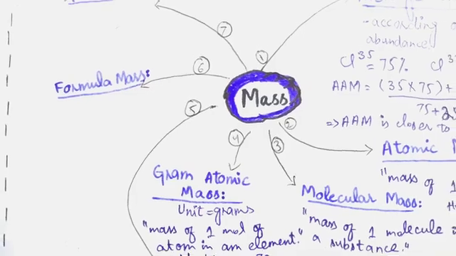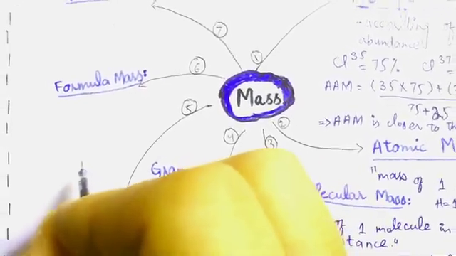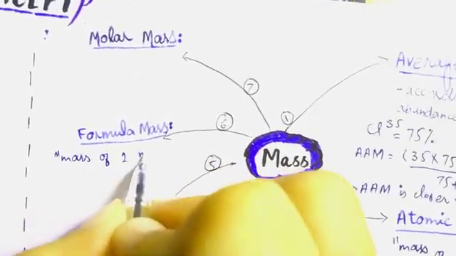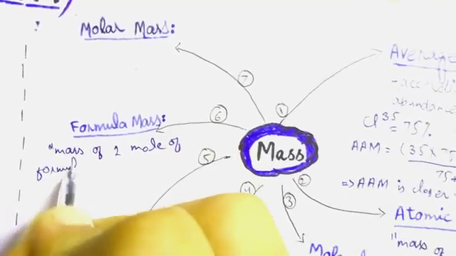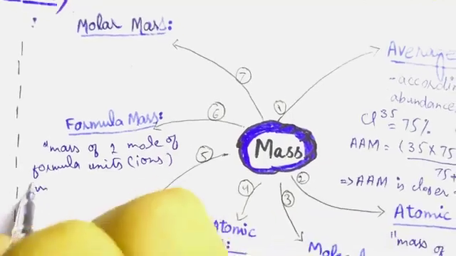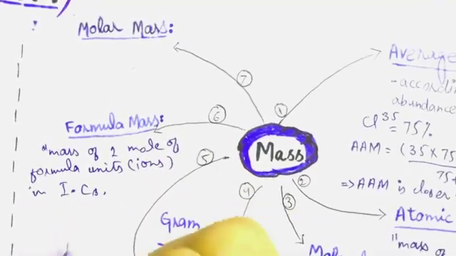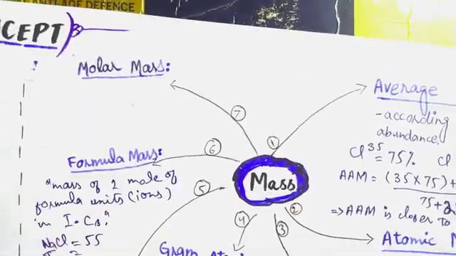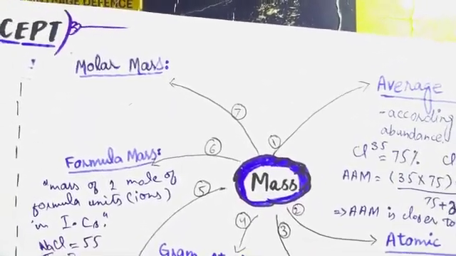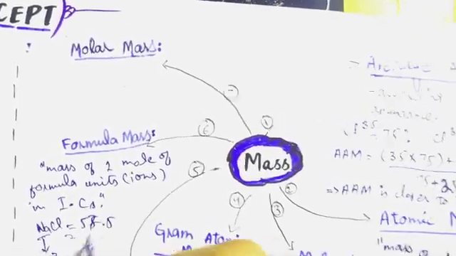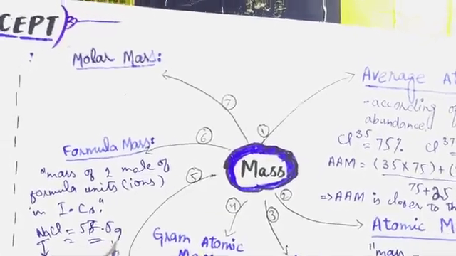And now we will discuss formula mass, and it's the mass of 1 mole of formula units, ions in ionic compounds, just like NaCl, which is Na 23 and chlorine 35.5, so 58.5 gram.